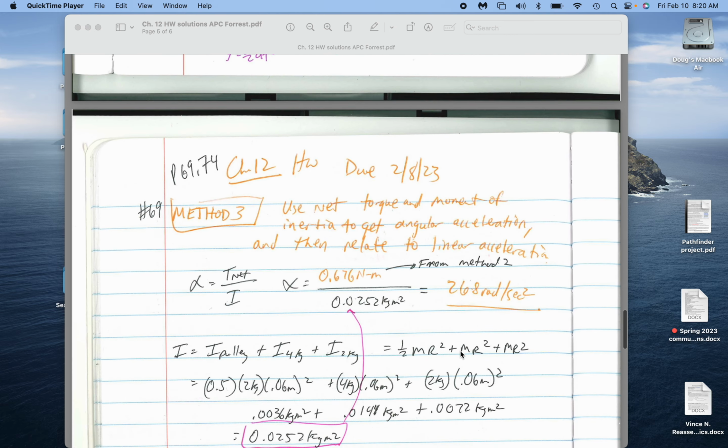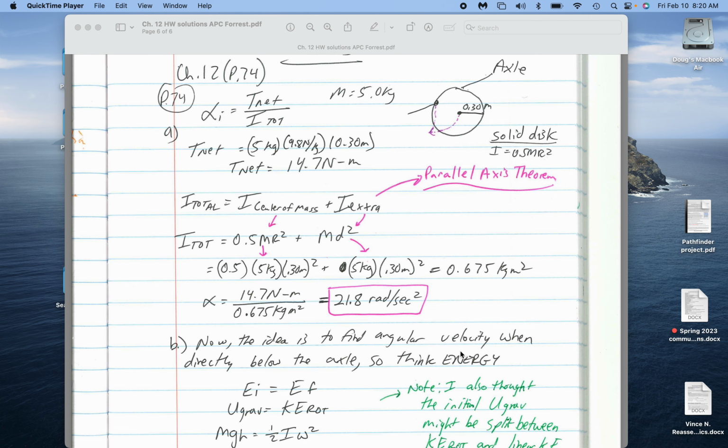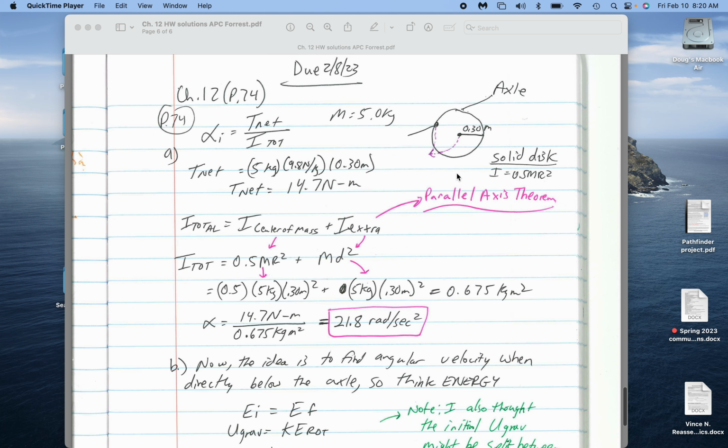The last one was problem 74. Problem 74 is actually a parallel axis theorem problem because you rotate it about the edge of this thing, and the center of mass is here, and it's falling to the ground. It has a mass of 5 kilograms. It's a solid disk, so I equals 0.5 mr squared. And essentially, you want to find the initial angular acceleration. Well, that's net torque over total moment of inertia.